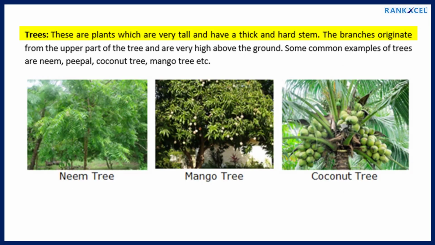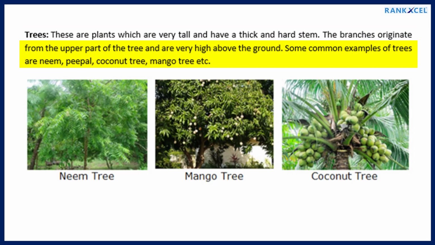Trees. These are plants which are very tall and have a thick and hard stem. The branches originate from the upper part of the tree and are very high above the ground. Some common examples of trees are neem, peepal, coconut tree, mango tree, etc.